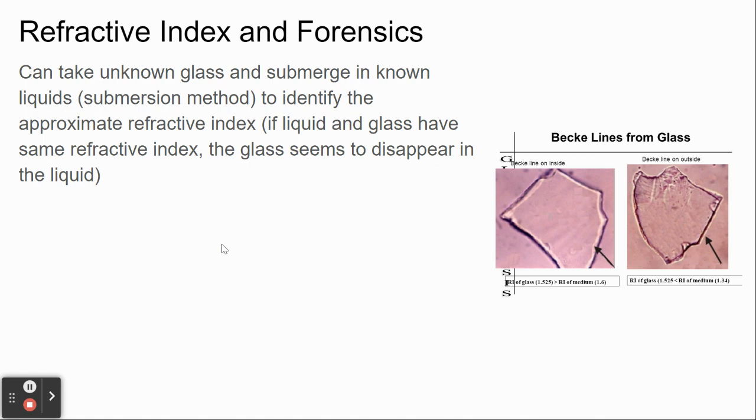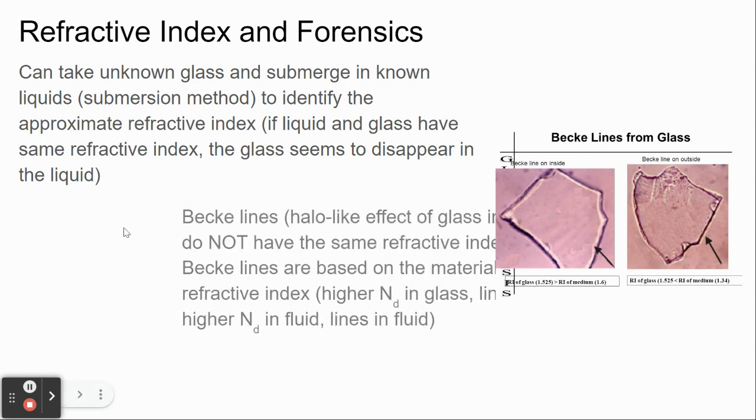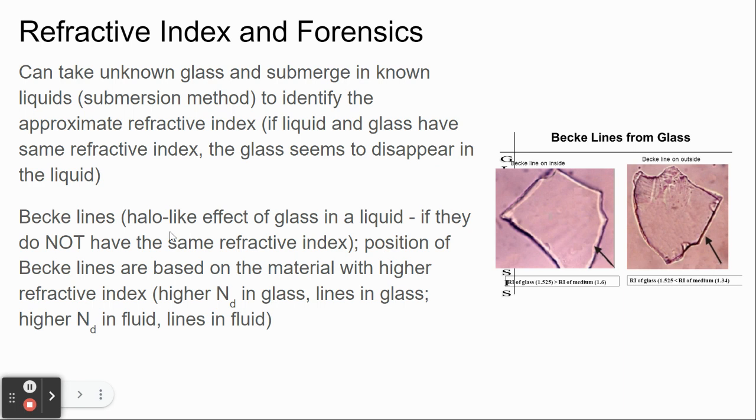Okay. However, if the refractive indices of the glass and the liquid are not the same, you can end up with what are referred to as Becke lines. Okay, and so the Becke lines, when exposed to light, are going to be formed on the material that has the higher refractive index. So in this case, the glass has the higher refractive index because the white Becke lines are formed inside the piece of glass. Right, this is our fragment of glass.